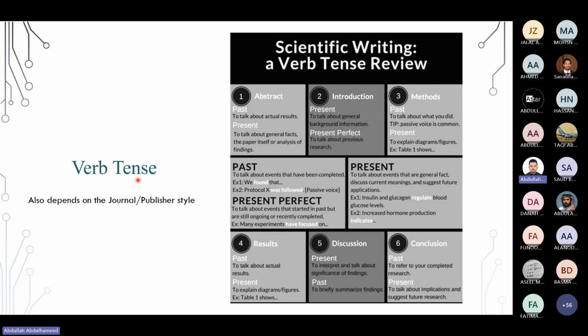And you might get the slides later on, or the recording of this session, if you want to know more about the verb tense. Because it's only 2 hours, so I cannot go into details regarding the scientific writing verb tense review. So I believe you can find this in many places.